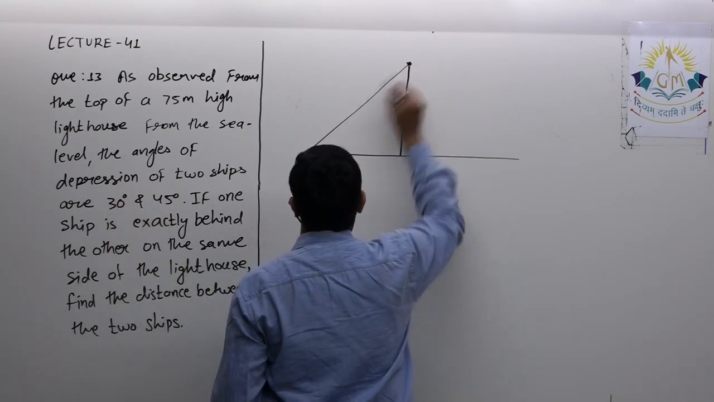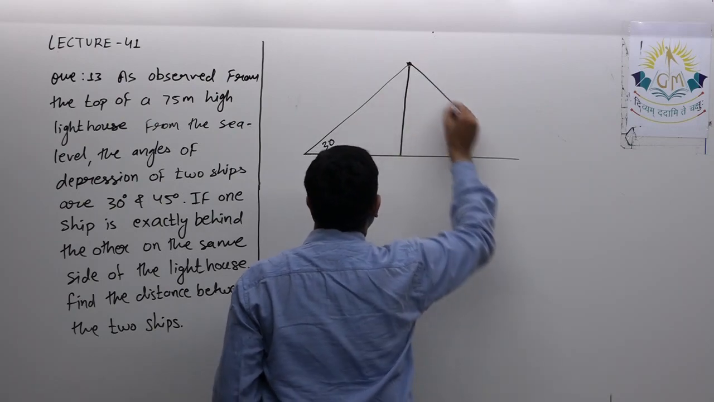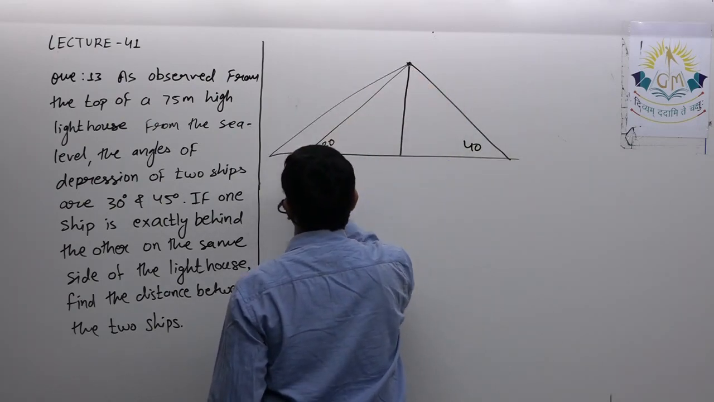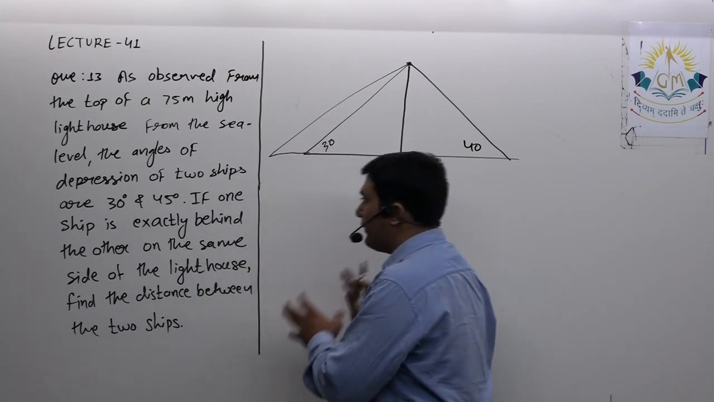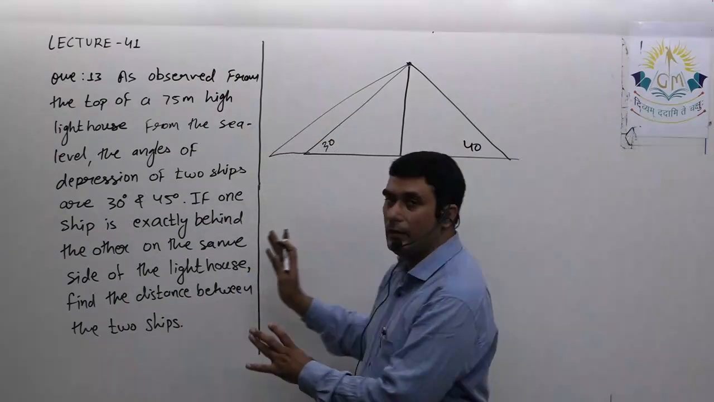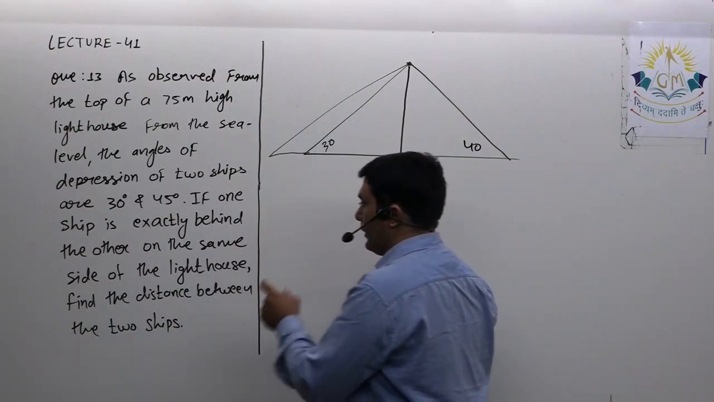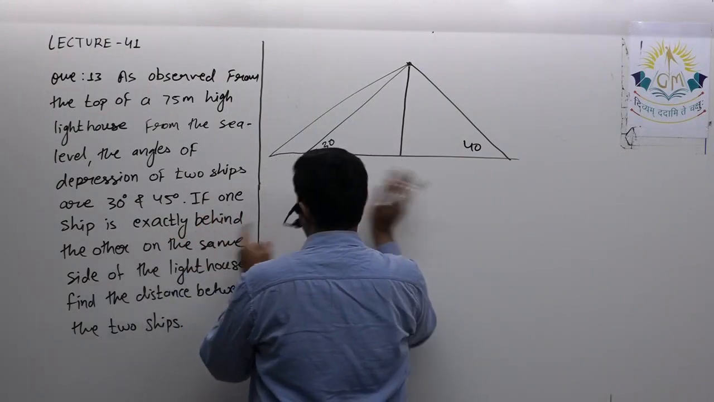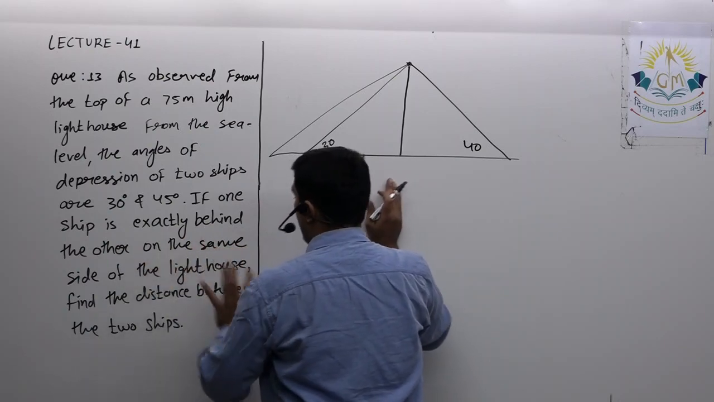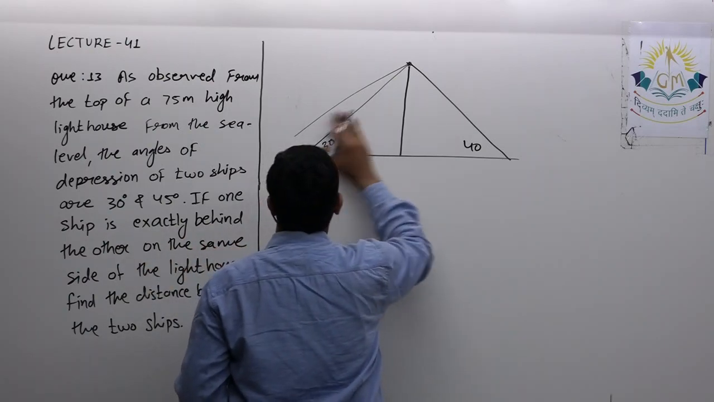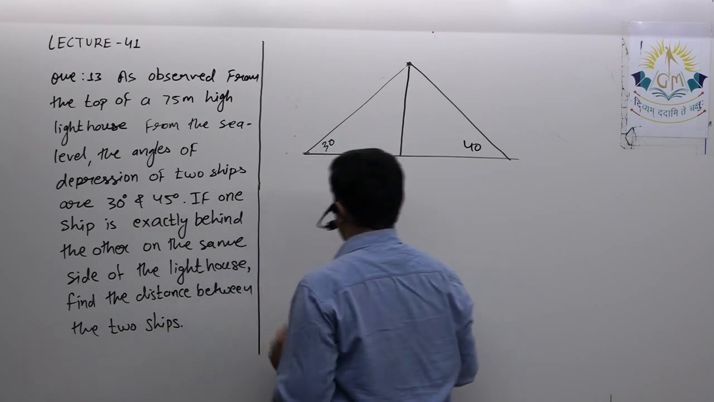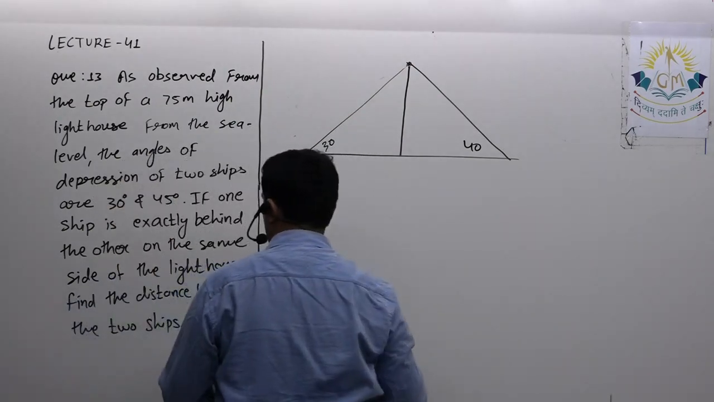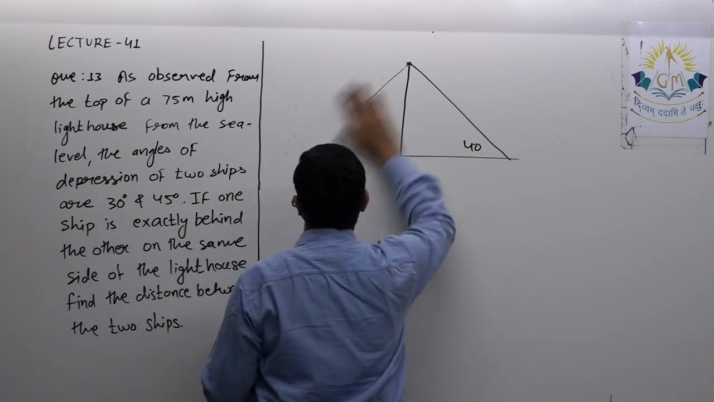Now this might be 30 degree, this might be 45 degree, or there is one more possibility, the ships are like this, so we have to check whether the ships are on the same side of the lighthouse or on the opposite side. If one ship is exactly behind the other one on the same side of the lighthouse, that means both ships are on the same side. So now we'll draw the diagram exactly, and then we have to find the distance between the ships.